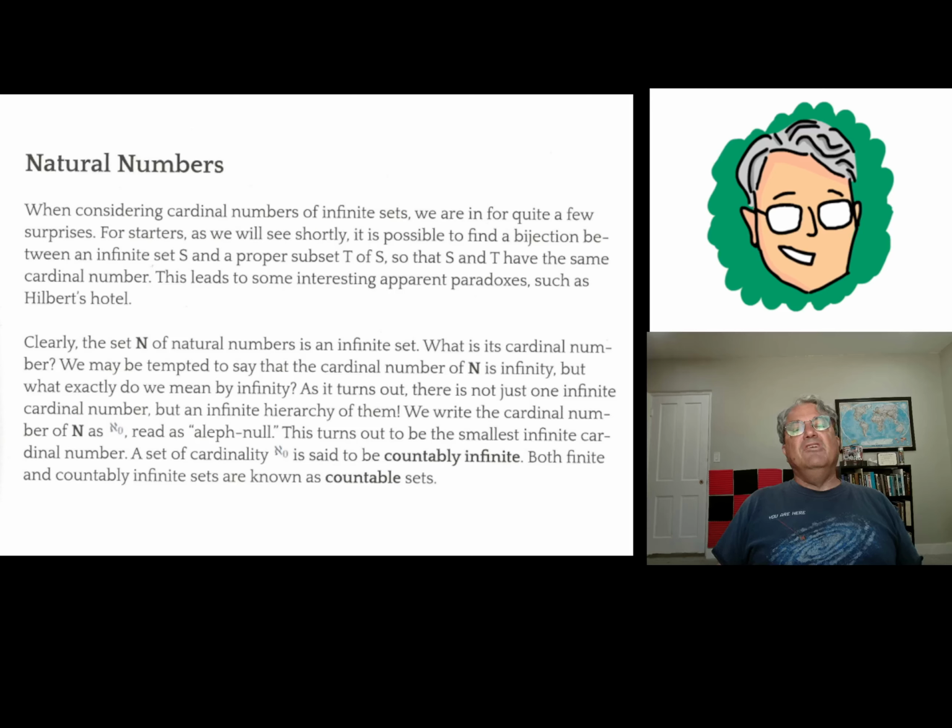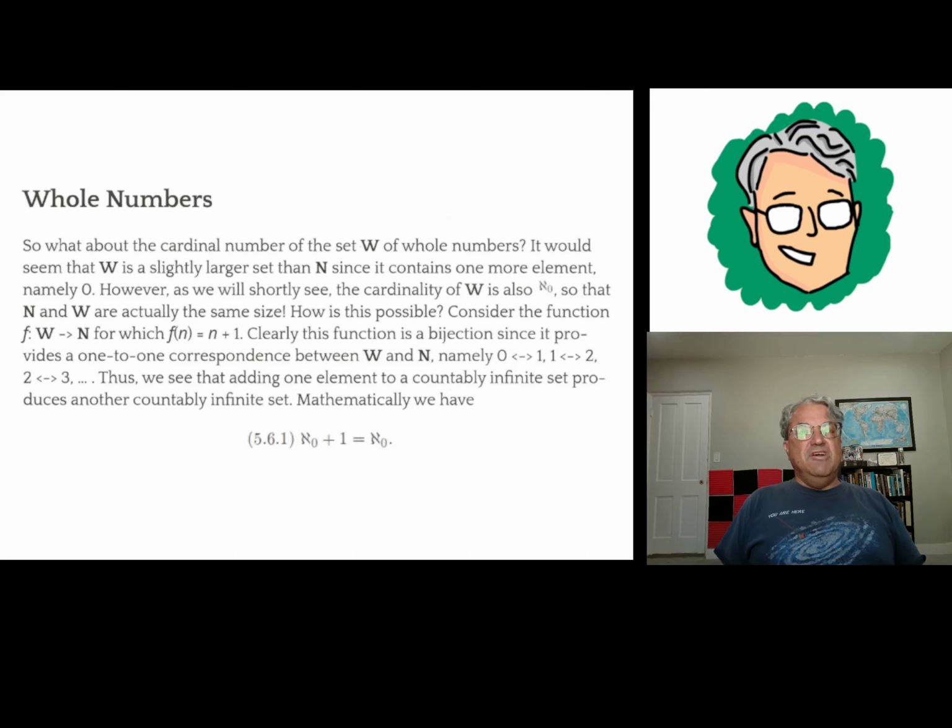That would be true if they were finite sets. Every time you add an element to a finite set, the set gets bigger. That's just common sense. But it turns out that's not necessarily true when we work with infinite sets. And the reason it's not true here is because of what's called a bijection, and I talked about bijections already. Another name for a bijection is a one-to-one correspondence. So there's a function from W to N. Just let f of x be x plus 1.